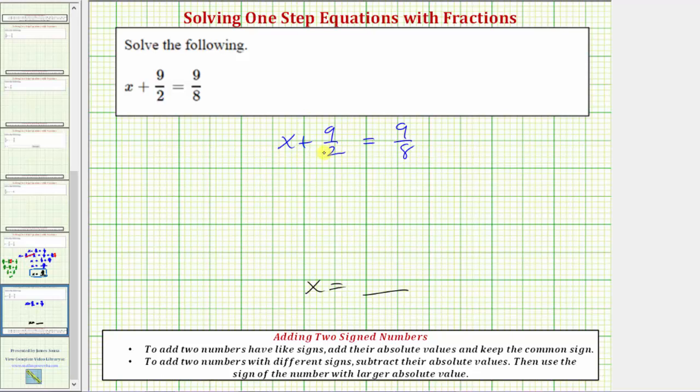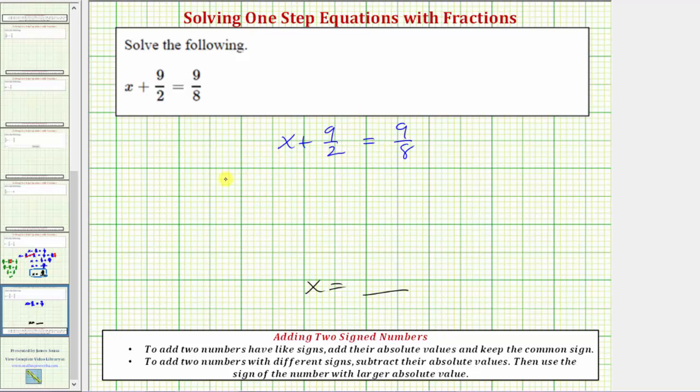Now looking at the left side of the equation, in order to isolate the variable x, we don't want this plus 9 halves here, and therefore to undo plus 9 halves, we need to perform the opposite, inverse operation. And therefore to undo plus 9 halves, we will subtract 9 halves on both sides of the equation. And because we have fractions, we'll show the subtraction horizontally rather than vertically under the equation.